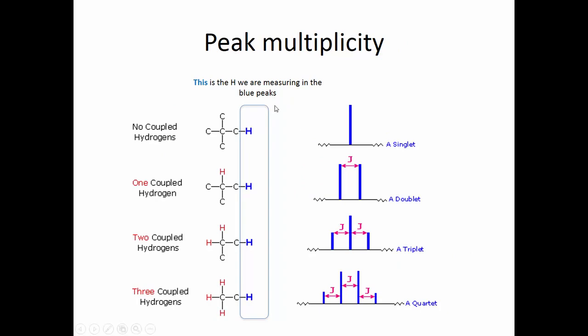And so this is what it would look like here. You're looking at the different hydrogens here. So you've got no coupled hydrogens in the adjacent carbon, singlet. You have 1, you have a doublet. You have 2, you have a triplet. You have 3, a quartet.